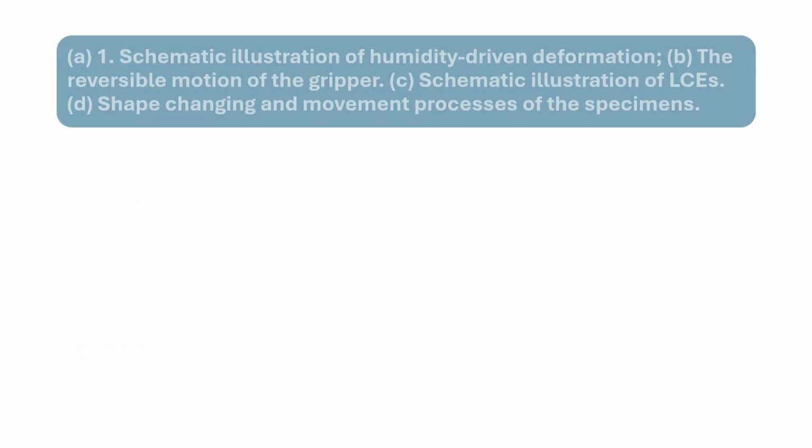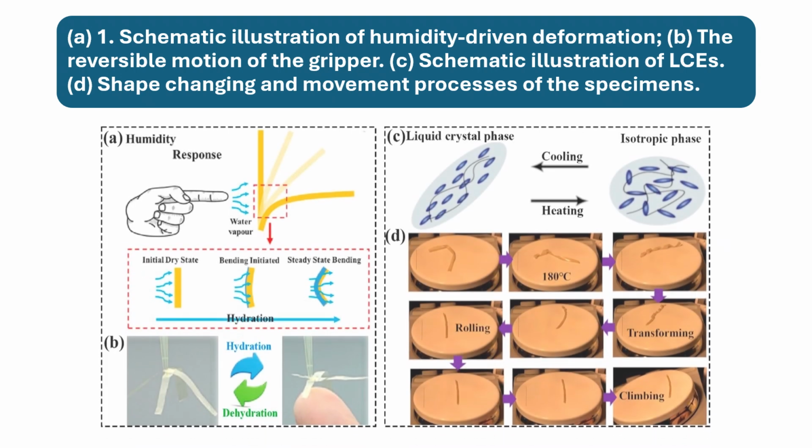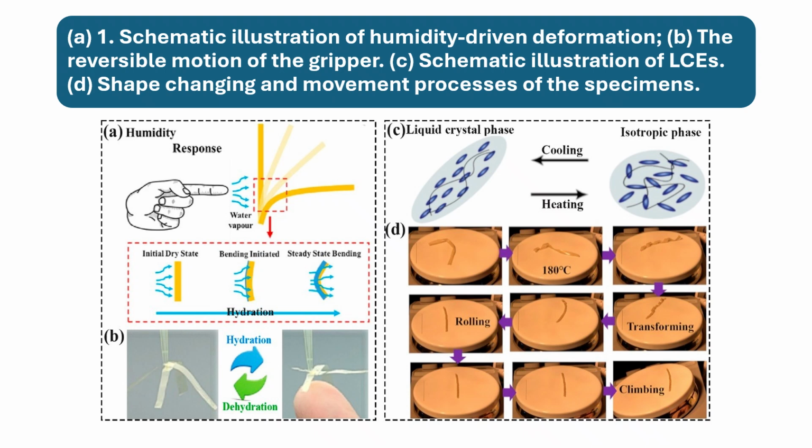Next we have the illustration of humidity-driven deformation, reversible motion of the gripper, and the LCDs I told you about in the previous one. We will also see the shape changing and movement processes of the specimens as I told you earlier. So this is part A, humidity response.